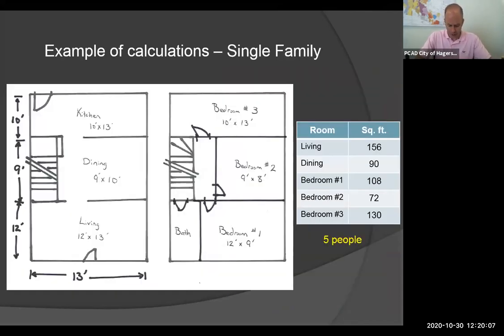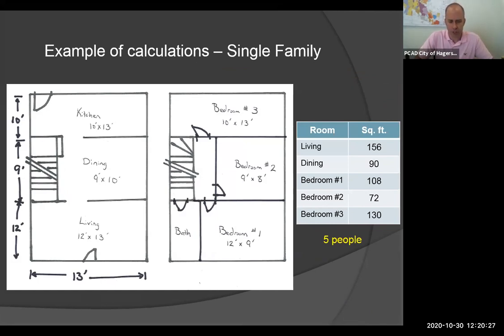Now, I'm going to take you through a couple examples here. From this example, you can see this is a typical building that we have in Hagerstown, I would say like a duplex, where you have your living, dining, and kitchen space on the first floor, and then typically 3 bedrooms and a bathroom on the second floor.